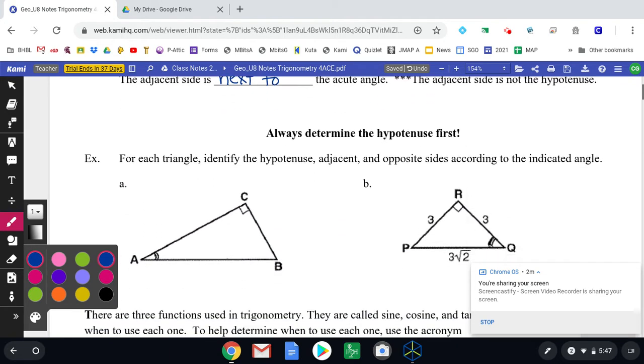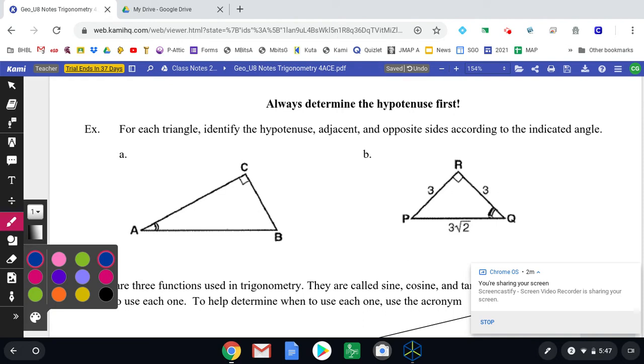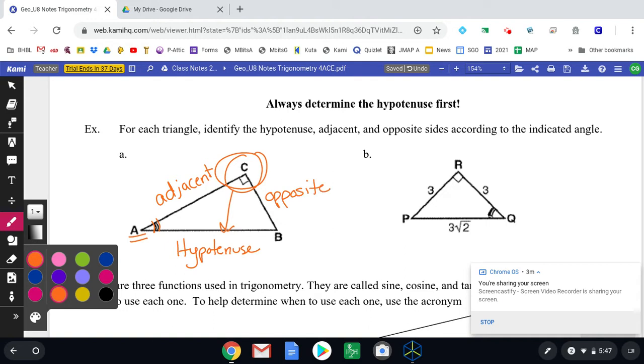So what I want you to do is determine the hypotenuse first. If I want to determine my hypotenuse, I find my right angle, and across from my right angle, there's my hypotenuse. Now, here is my reference angle. I'm looking for the side that is next to it. So this is next to, so this is my adjacent side. And then therefore CB has to be way on the opposite side.